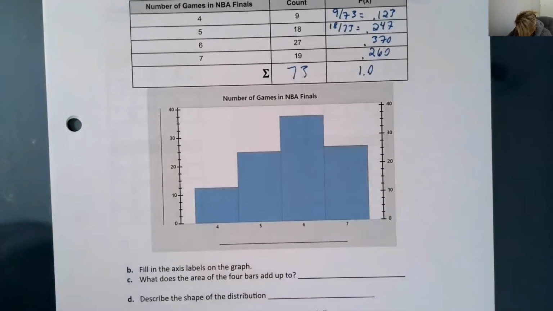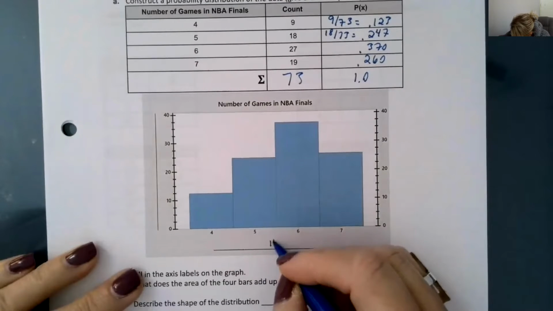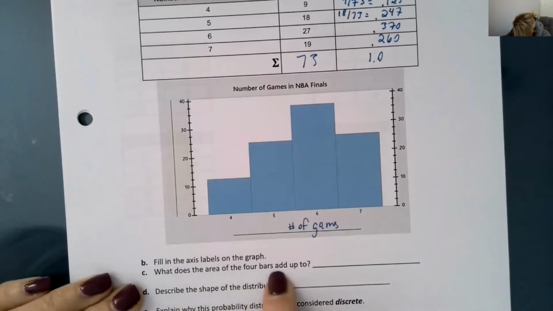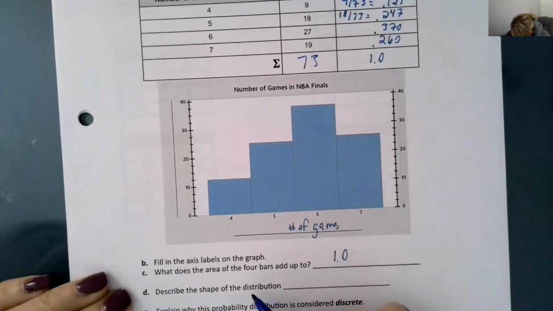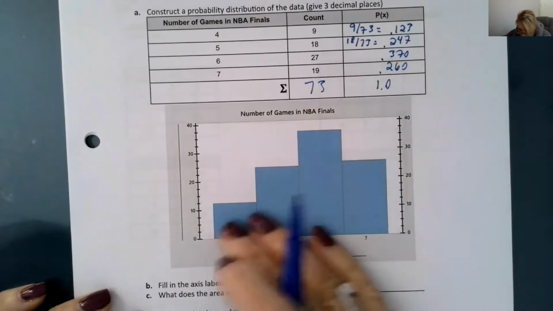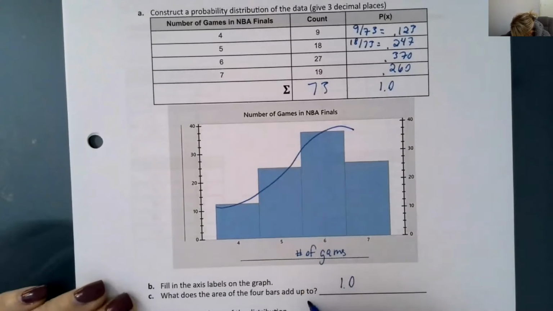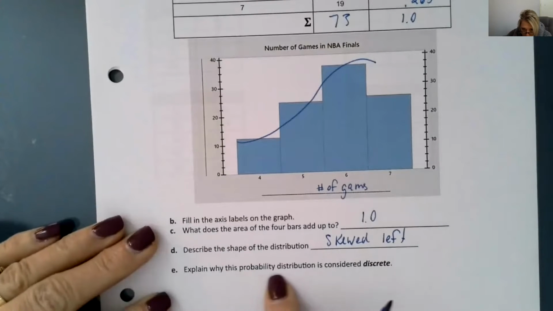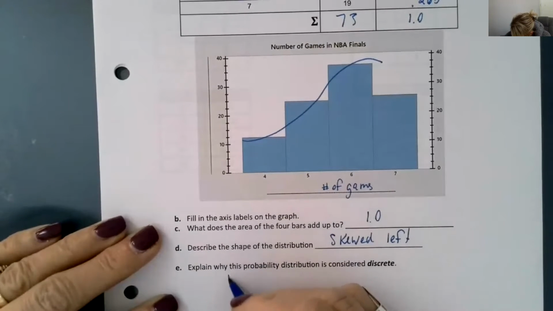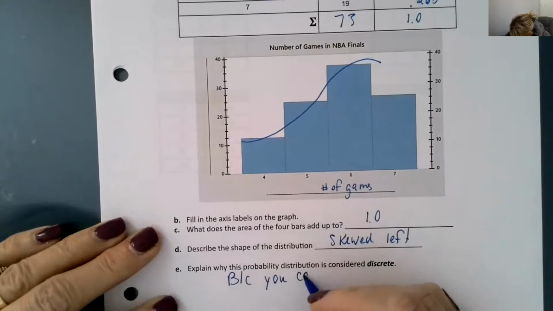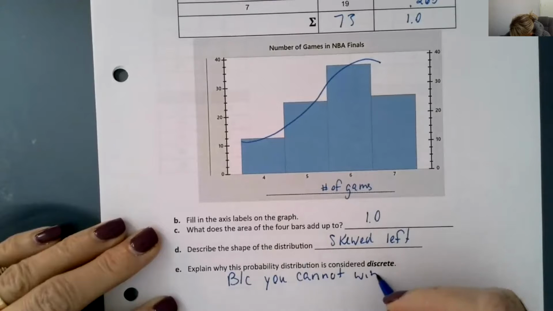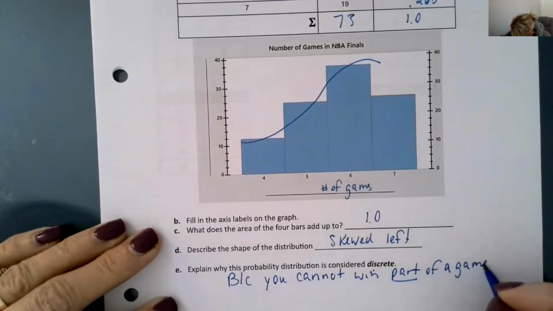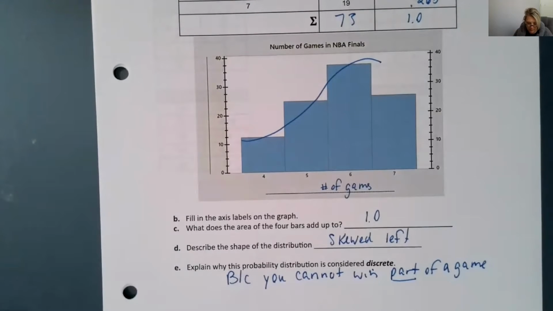So this is what our frequency histogram looks like. So this is the number of games. It says, what does the area of the 4 bars add up to? It should add up to 1.0, and describe the shape of the distribution. So it's not very telling, but it does look a little bit skewed left. And then it says, explain why this probability distribution is considered discrete. And that's because you cannot win part of a game. You may be able to tie during regular season, but you cannot win part of a game during the playoffs.